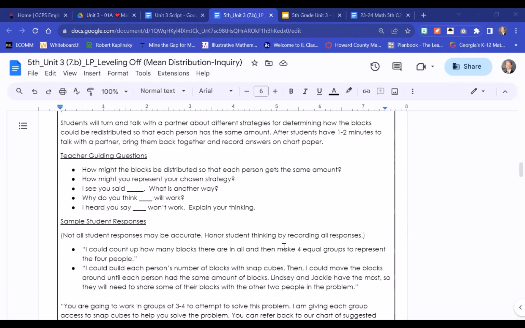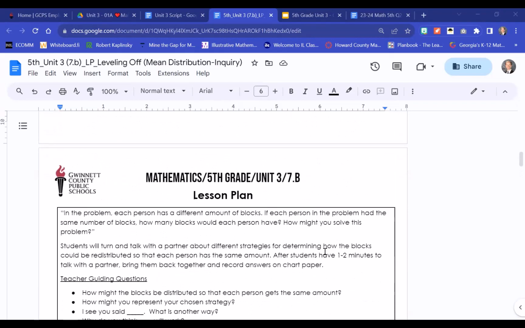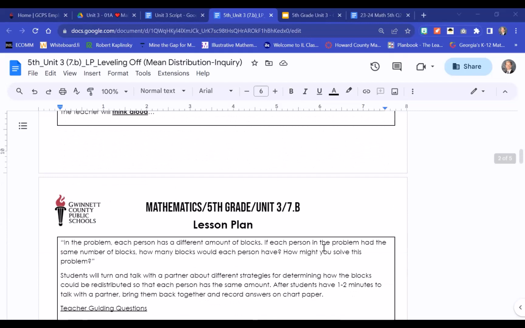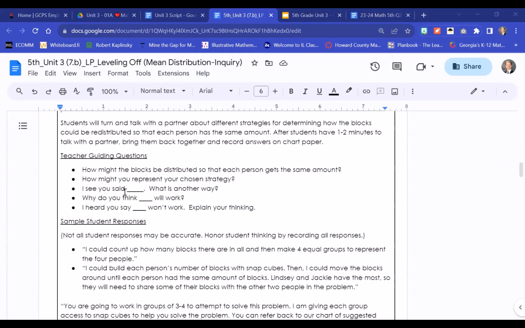So we're honing in on probing that student thinking, to push students into that space of productive struggle and think about how they could determine how many blocks each person would have if each had been given the same amount. These questions are for the teacher to probe student thinking, push them into that space of productive struggle, but keep them moving forward.